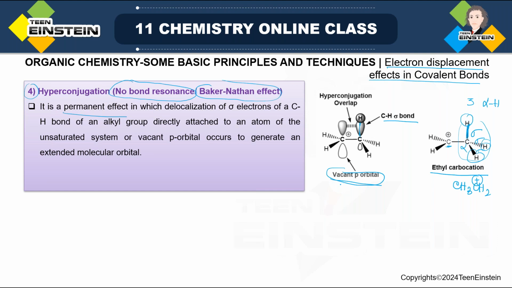And now when it is stabilizing, what happens? Ultimately these CH bonds are broken. And as it is broken, that is why it is also known as no bond resonance. Now the same thing you can also have for the other 2 hydrogens. So that is why the more the number of alpha hydrogens, the more will be the hyperconjugation effect.